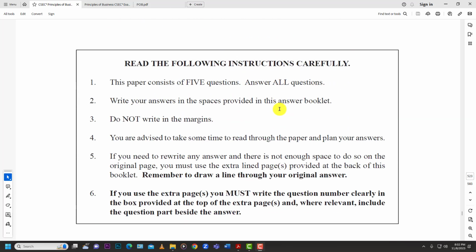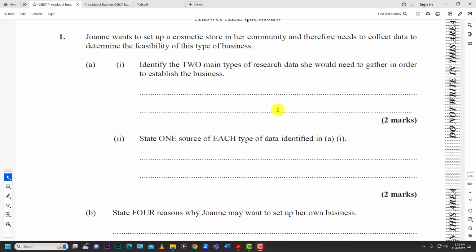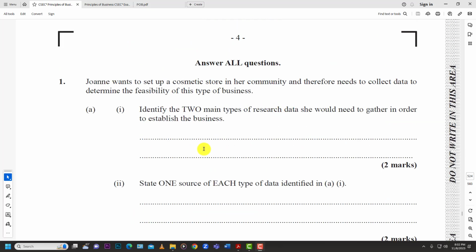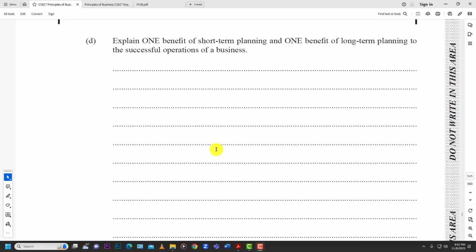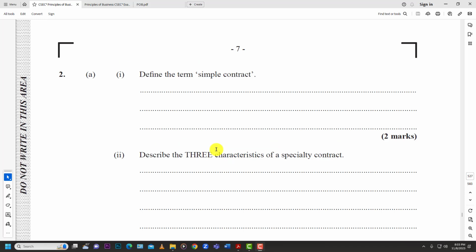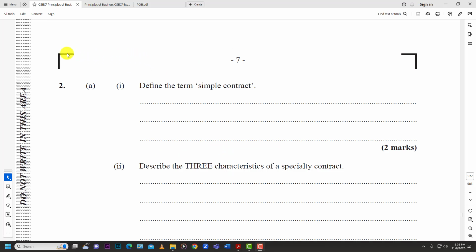So as I said before, we did question 1 in the previous video. And so this time we are going to be looking at question number 2. And question 2 deals with contract. So that's business law. That's chapter 1, chapter 4, I think, in most books. So here we go. Define the term simple contract. 2 easy marks. Define the term simple contract.